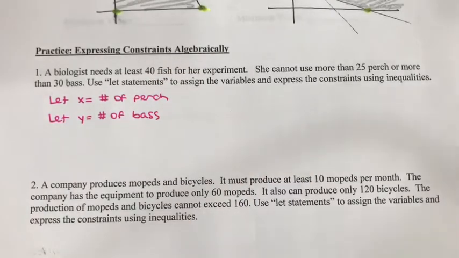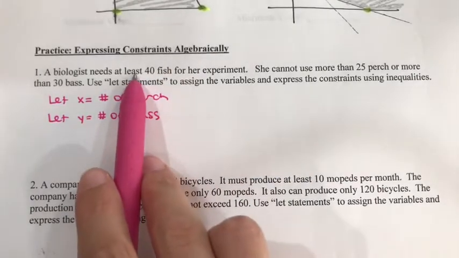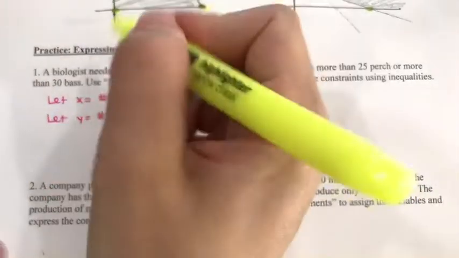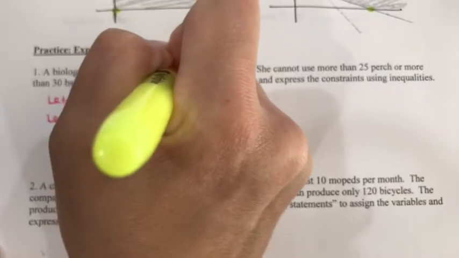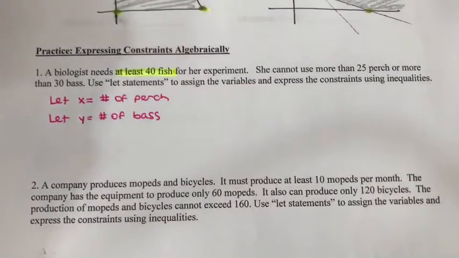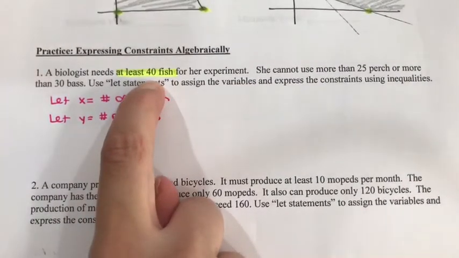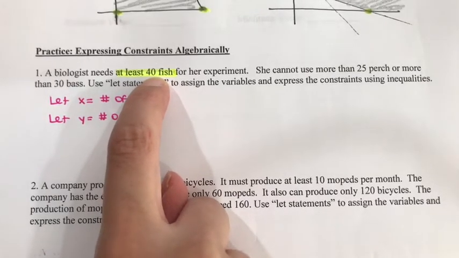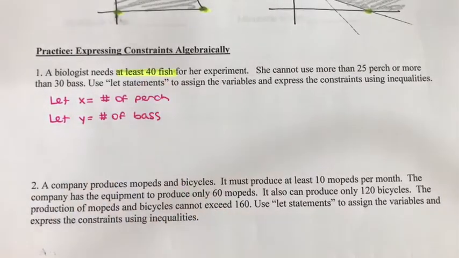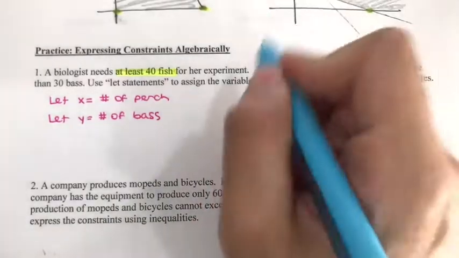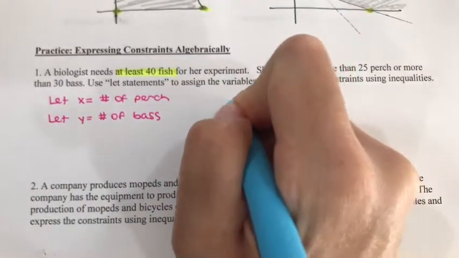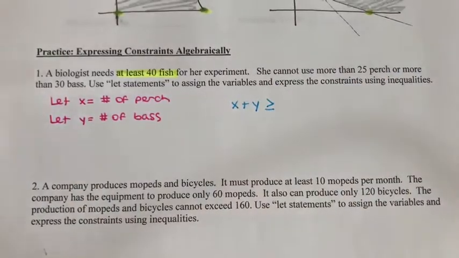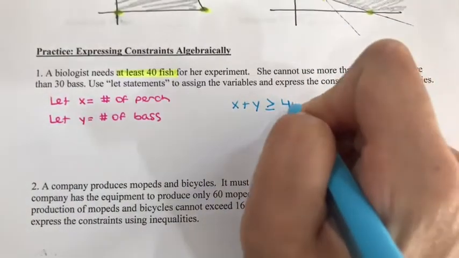Now let's talk about our limitations. It says here she needs at least 40 fish. Now 40 fish means the total. The total has to be at least 40 fish. Can we have more? Yes, we can, but we cannot have less than that. So we're going to say that our first constraint is that the total number of fish, x plus y, has to be greater than or equal to 40.